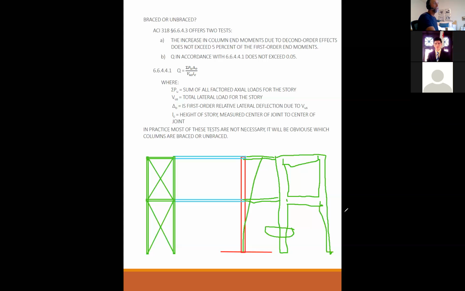You don't go to the expense of making a moment frame if you're going to tie it into a shear wall or something that's even better. You're kind of throwing out your money.